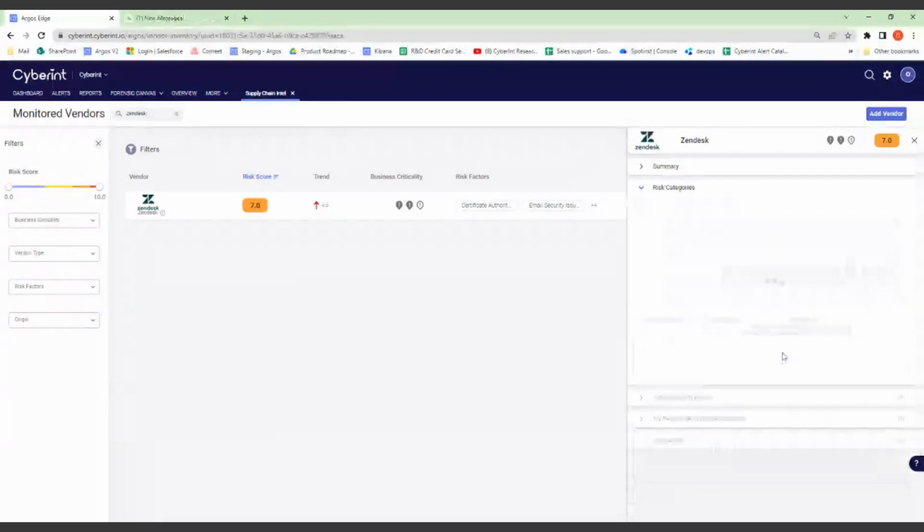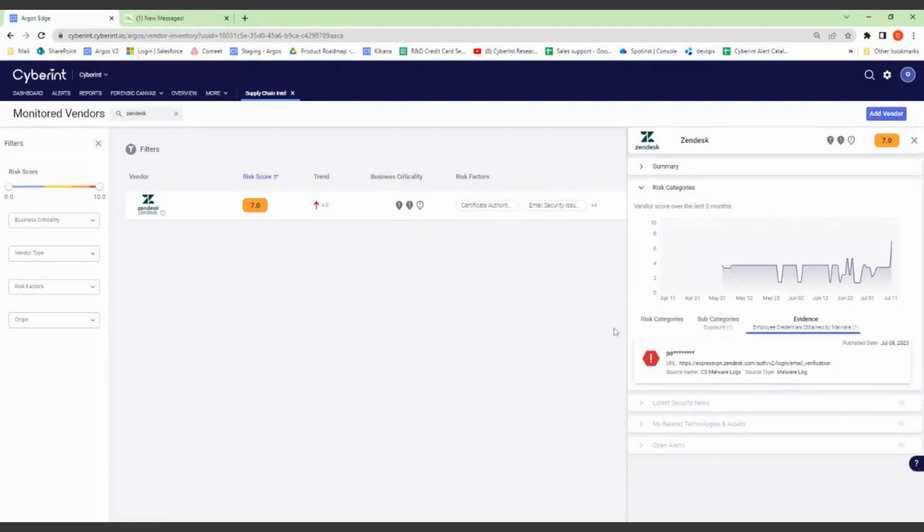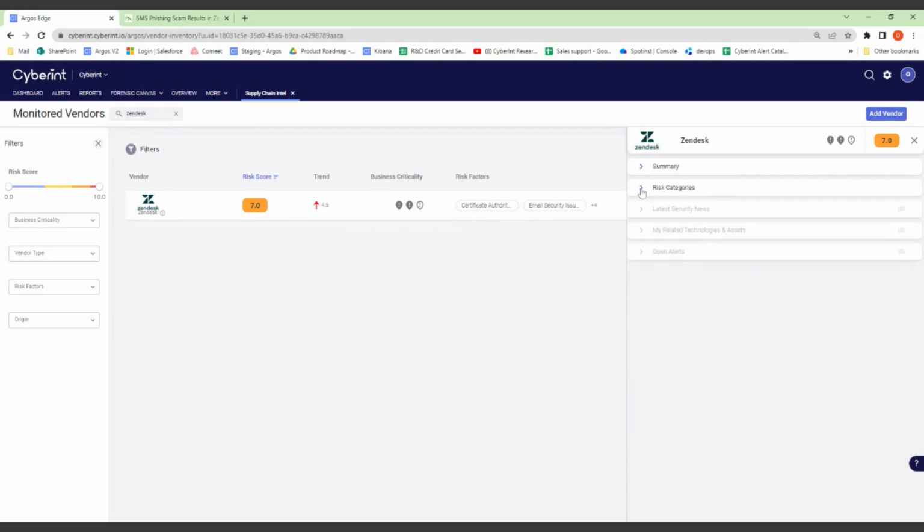Exposure. In this case, we are able to obtain and see whether there are actual credentials of Zendesk employees that have been obtained by malware. You can see ExpressVPN credentials of Zendesk actually being exposed. Again, this could be used. This is actually pretty alarming. I think we'll probably disclose this to Zendesk.